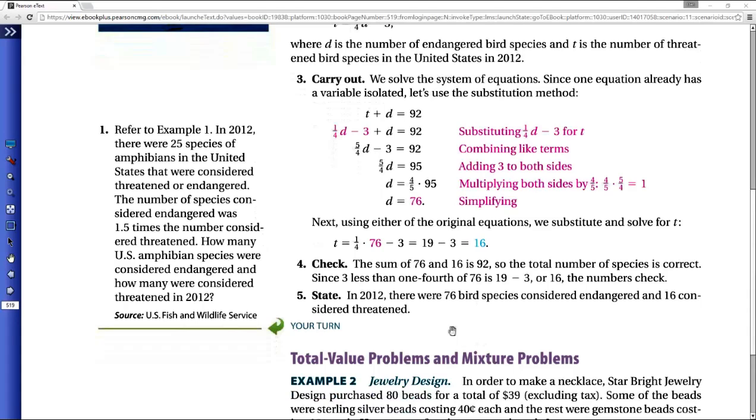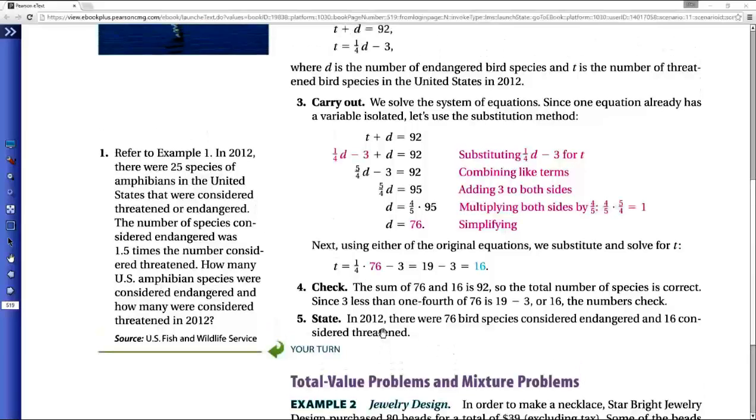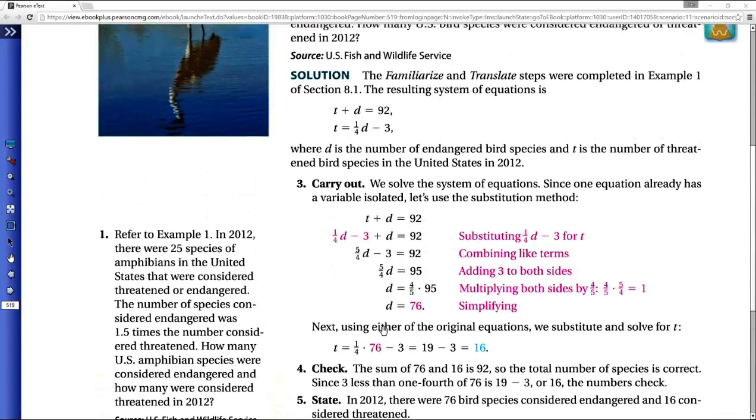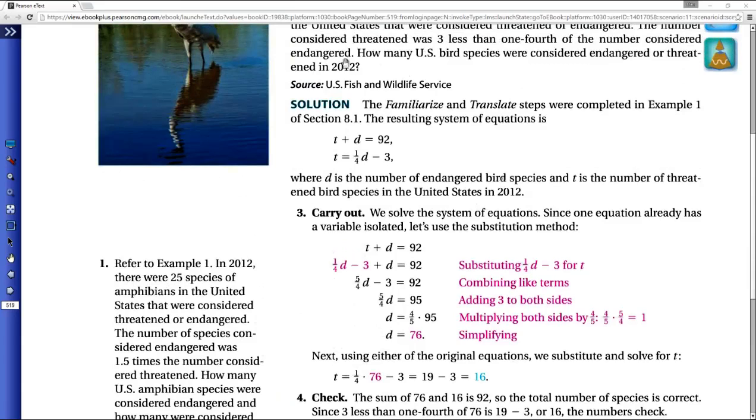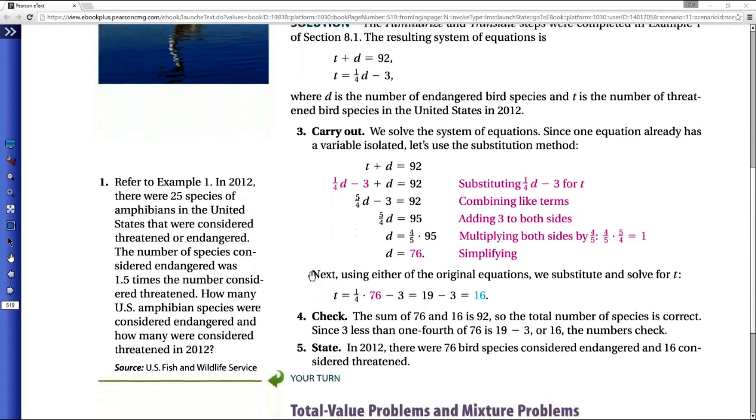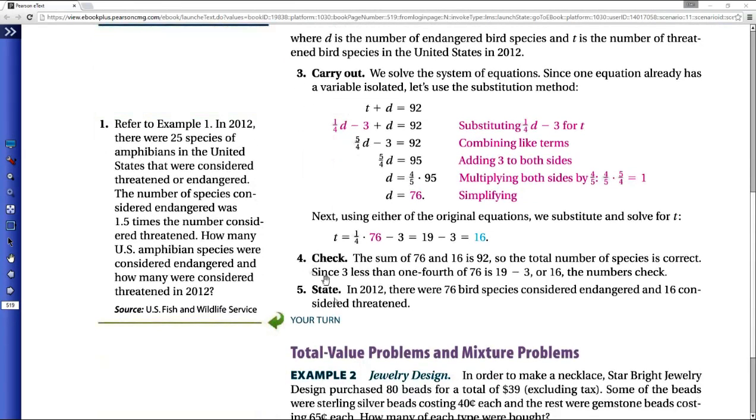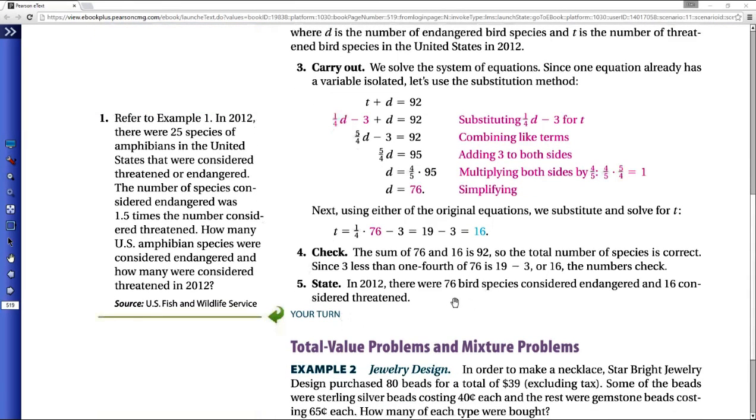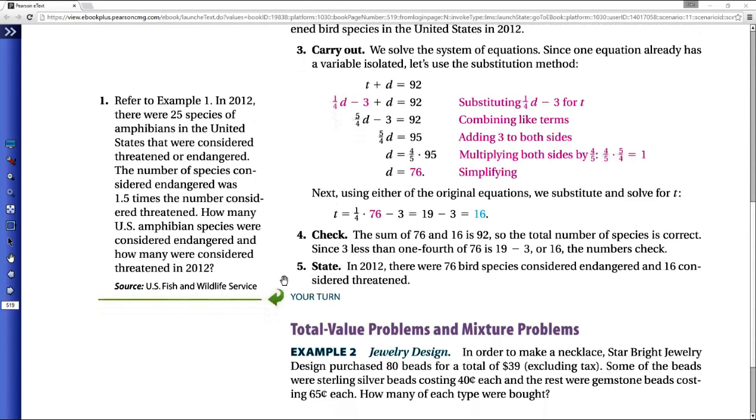So to state the answer, the other thing is that after you do all this work, it's very easy to not answer the question. They gave us a lot of information. What's the question? It says how many U.S. bird species were considered endangered or threatened in 2012. So we need to give both of those, right? We'd have to say that 76 were considered endangered and 16 were considered threatened.